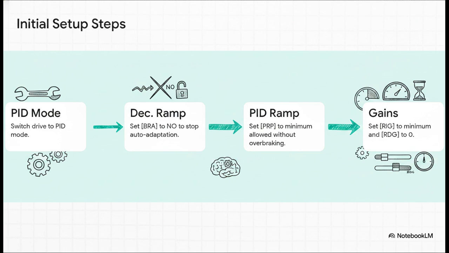Step 3. Set your PID ramp, PRP, to the minimum time allowed, without causing an overbraking fault, of course. And step 4, dial your integral gain, RIG, all the way down to its minimum, and verify your derivative, RDG, is sitting at 0. We want to isolate the proportional gain entirely first.